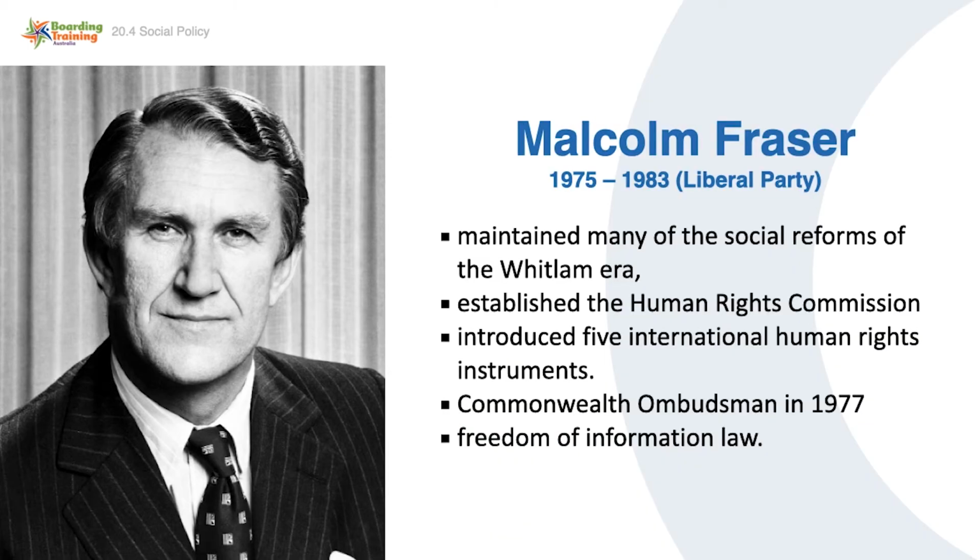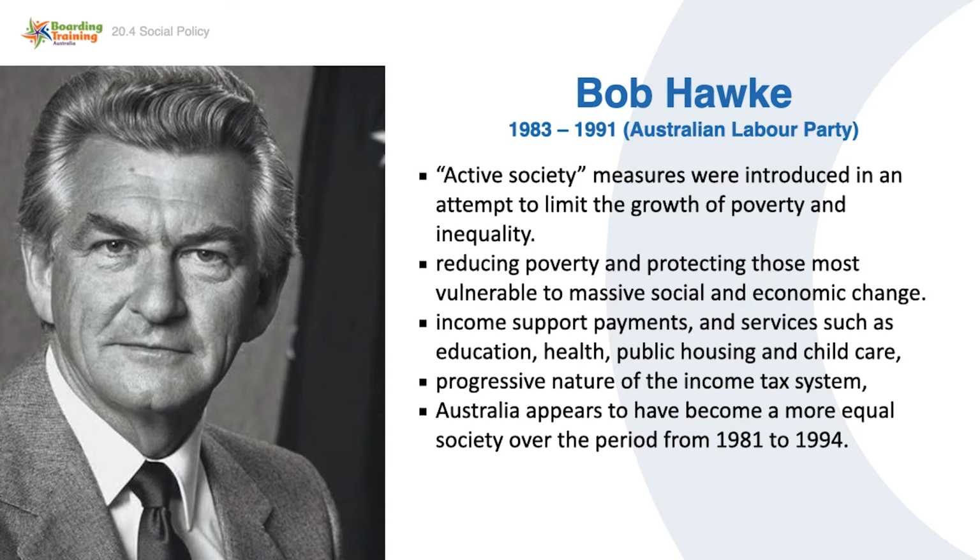After Gough Whitlam, we had Malcolm Fraser, and he maintained many of the social reforms of the Whitlam era. He established the Human Rights Commission, introduced the 5 international human rights instruments, introduced Commonwealth Ombudsman in 1977 and freedom of information laws. Then we had Bob Hawke, and he introduced active society measures to limit the growth of poverty and inequality, and to actively reduce poverty and protect those most vulnerable people in society. It's interesting that Australia appears to have become a more equal or fairer society over those years from 1981 to 1994.